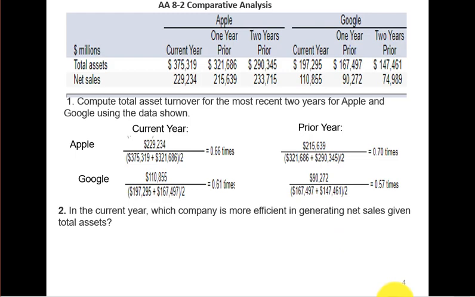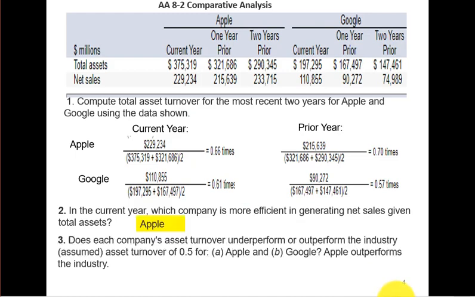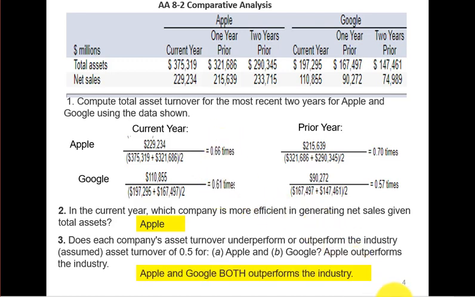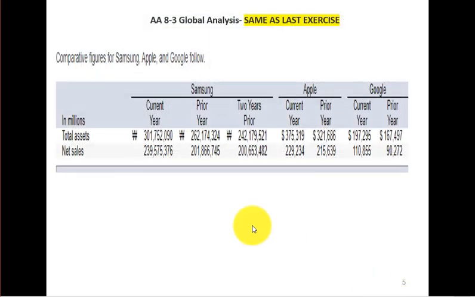So, in the current year, which company is more efficient in generating net sales given their total assets? And it looks like for the current year, it has to be Apple. Okay. Now, does each company's asset turnover underperform or outperform the industry average, which would be 0.5? Well, if the industry average is 0.5, it looks like they're both doing a little bit better than that. Okay, both. All right, let's look at the next exercise here.